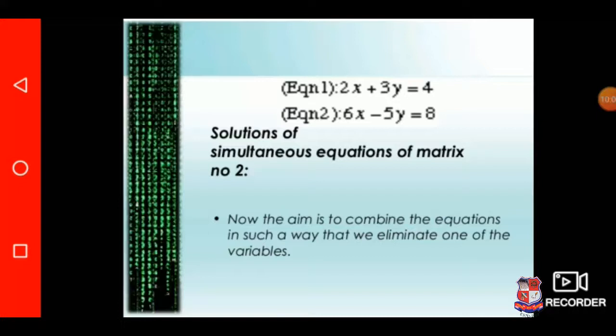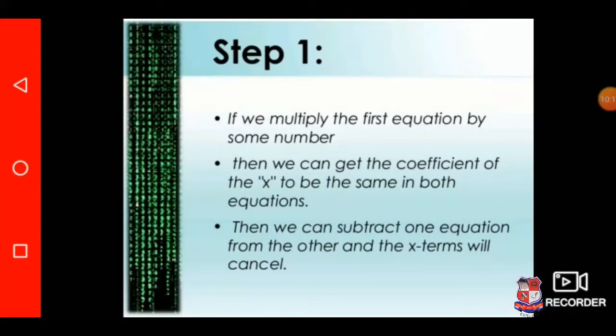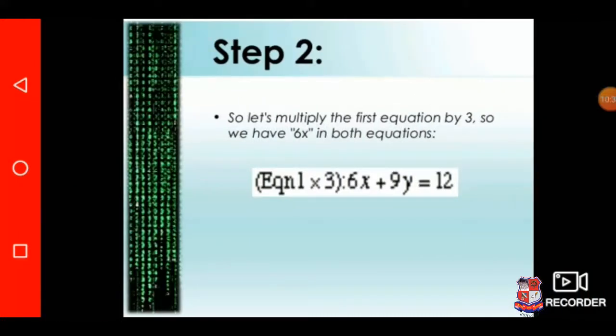Now the solution of simultaneous equations by method number 2. The aim is to combine the equations in such a way that we eliminate one of the variables. Step number 1, if we multiply the first equation by some number, then we can get the coefficient of x to be the same in both equations. Then we can subtract one equation from the other and the x terms will cancel. Step number 2, let's multiply the first equation by 3. So we have 6x in both equations.